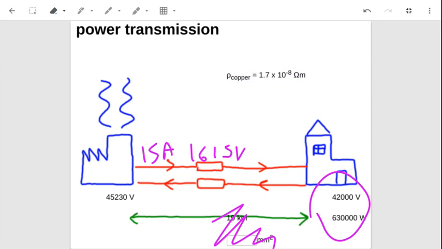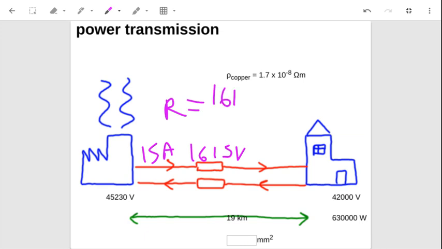Now, from those two, I can work out the resistance of my lines. R equals V over I, 1,615 divided by 15, which is 107.7 ohms.